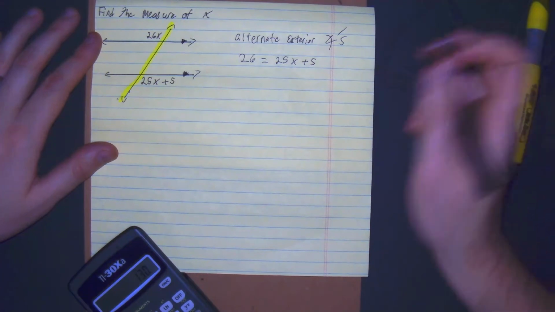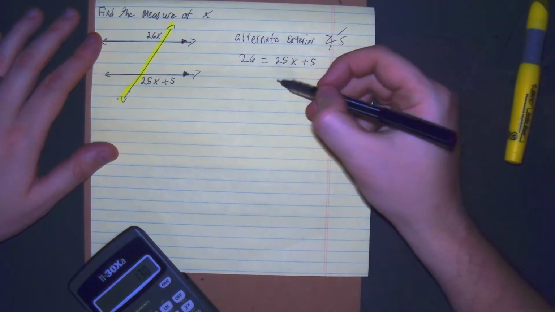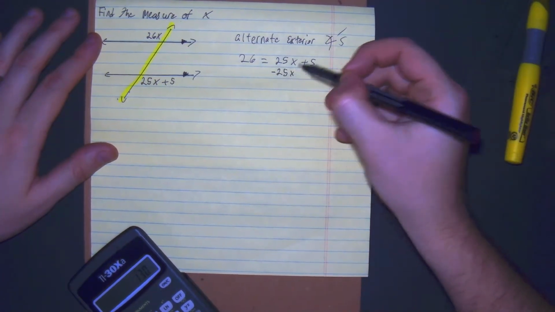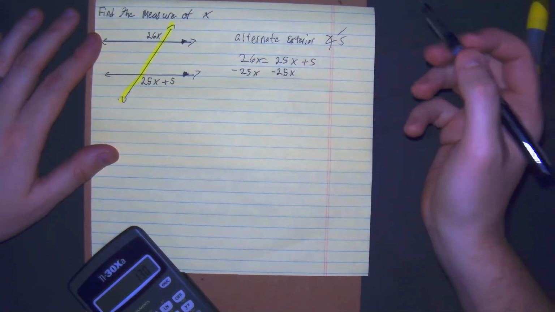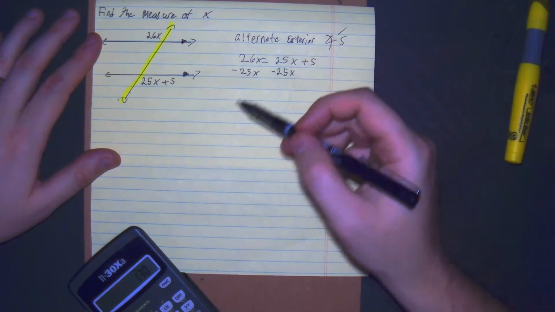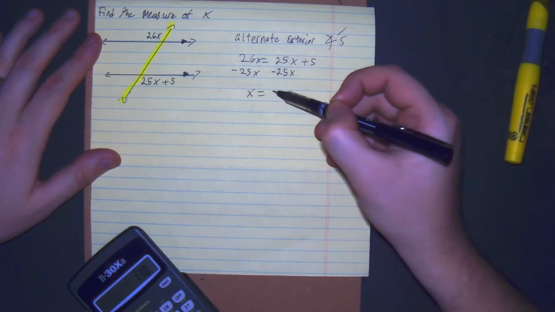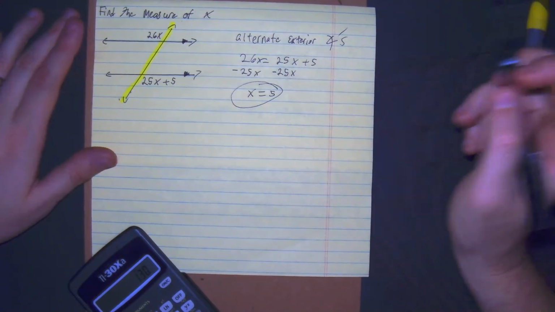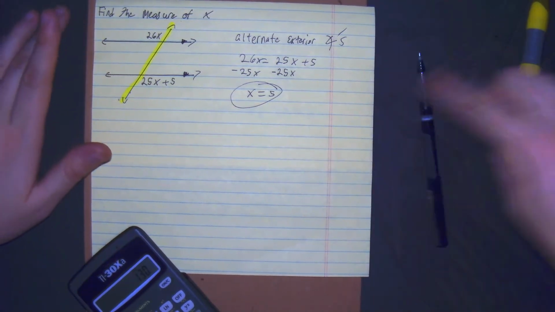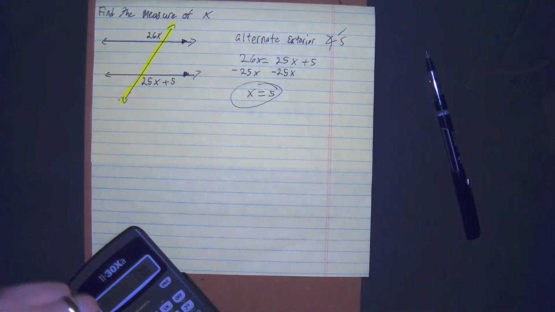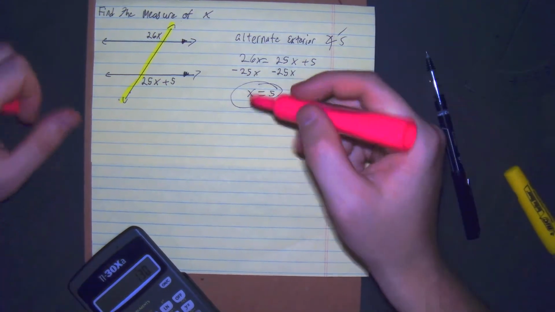Based off what we need to do, let's get the coefficients together. So I subtract 25x from both sides, it cancels, and we're left with x equals 5. X equals 5.